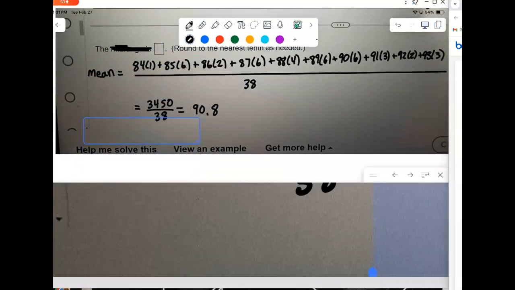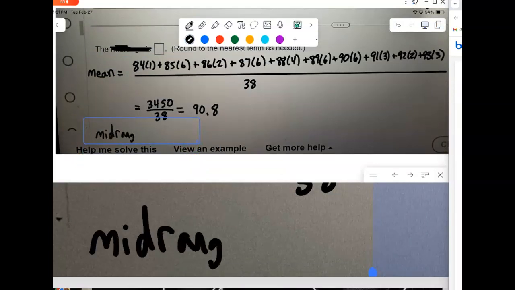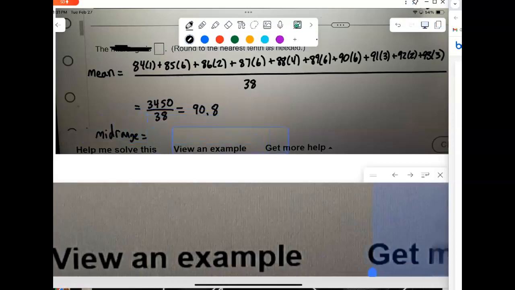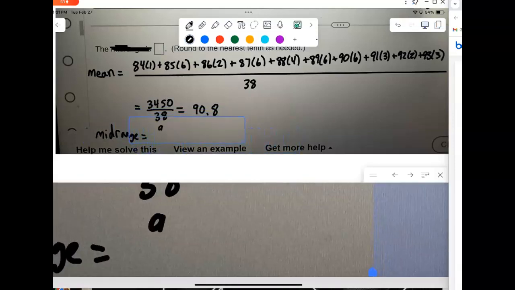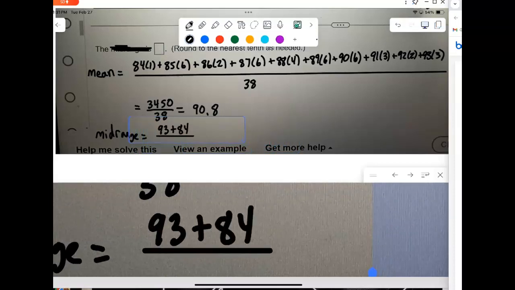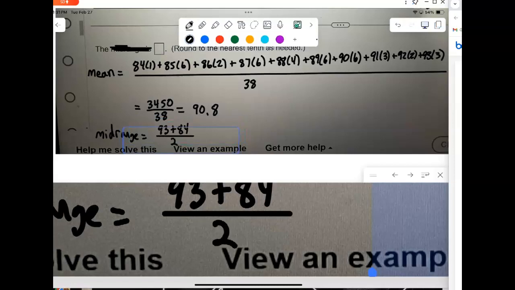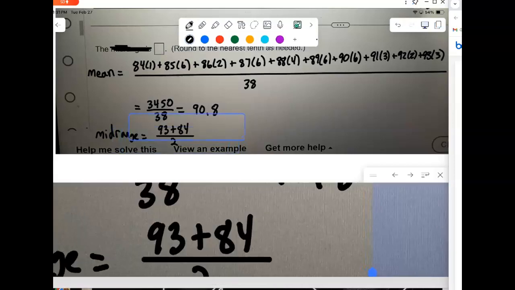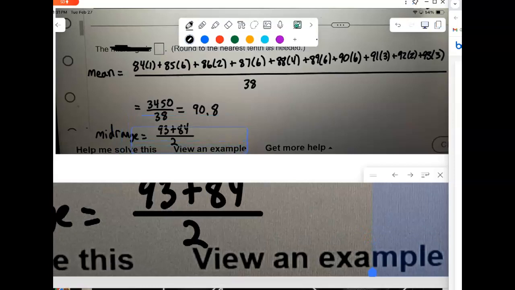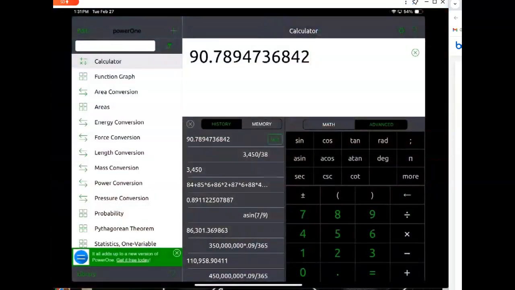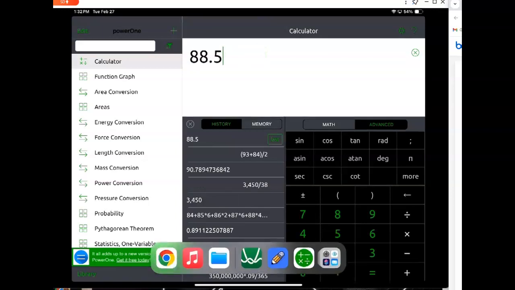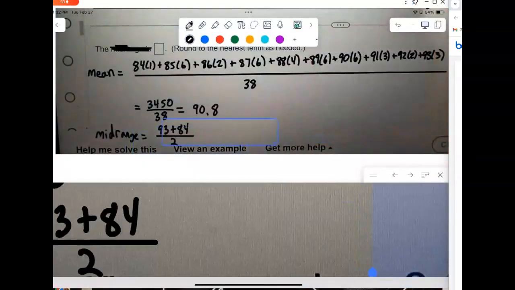Another average is the mid-range, and that one's easy because all we do is take the highest value plus the lowest value that occurs, and average them. In this case, we would do 93 plus 84, and then divide that by 2. So we get a mid-range here of 88.5.